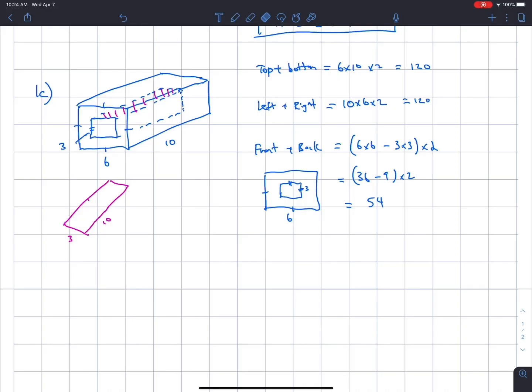And I really just have 4 pieces because all of these are the same. These are all 3. They are all the same. And then the length is always 10 for the inside pieces. So I can say that the inner top, bottom, left and right is really just 3 times 10 and then times 4. So we will have 120.